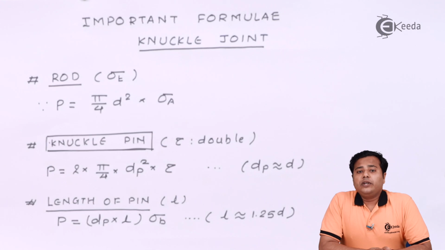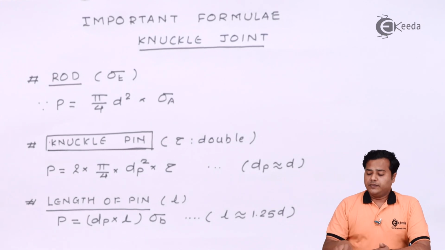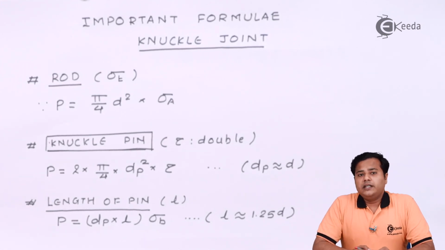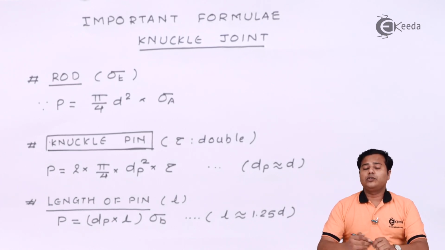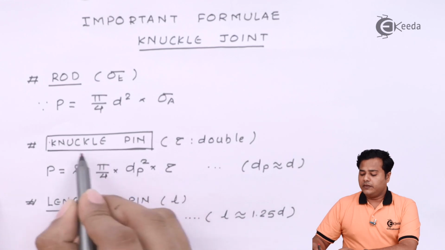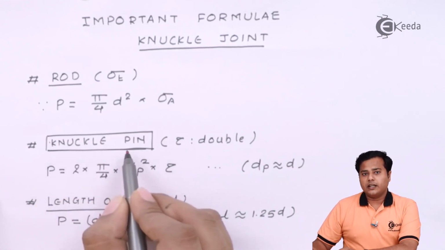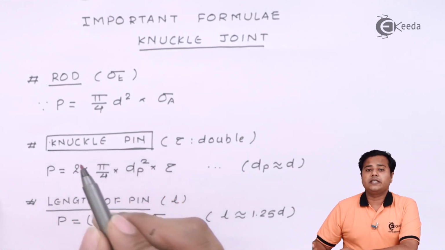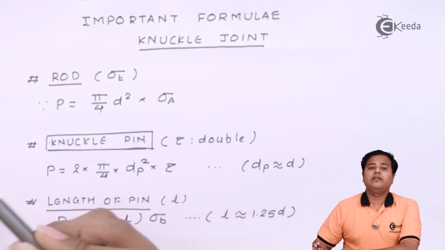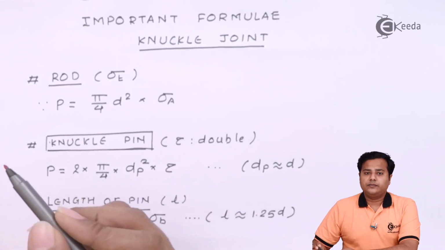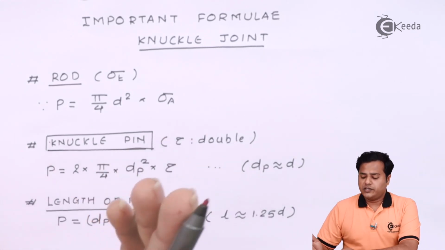Now we are going to look at the important formulae which are required to analyze or design this kind of knuckle joint. Let us divide these formulae into three parts again, like we did for the cotter joint. The same thing we are going to do for the knuckle joint. Let us start with the knuckle pin. We will design the knuckle pin separately, then we will design the forked end, and then the eye end, or the sequence can be interchanged.